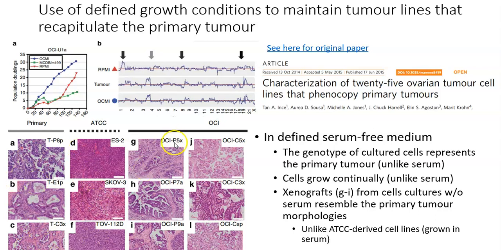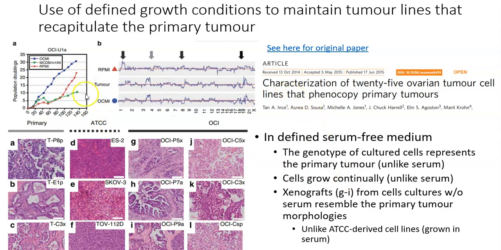Whereas if you grow the cells from the patient in these defined conditions, and then implant those cells into the mice, you get something that represents the original tumours. They've got a mixture of epithelial and mesenchyme, you've got glandular epithelium here, whereas you've just got a mass of undifferentiated cells here.